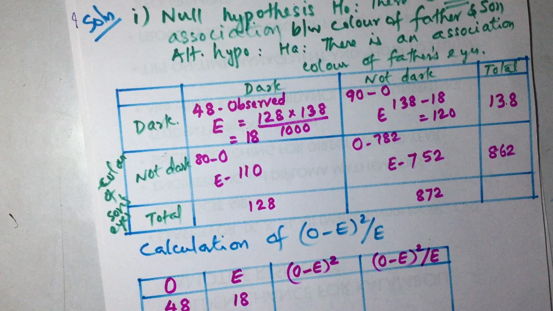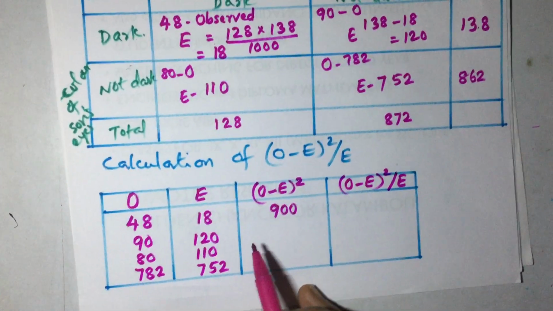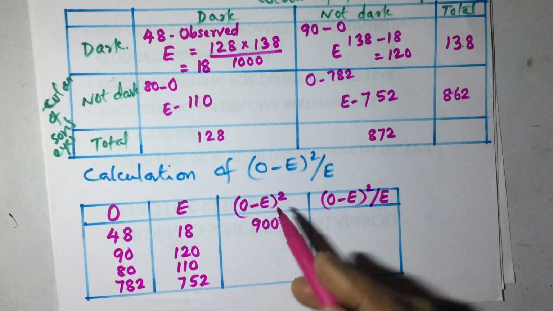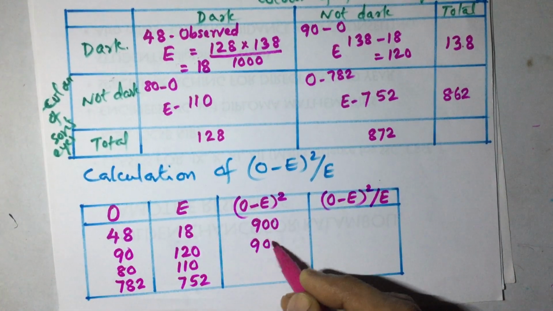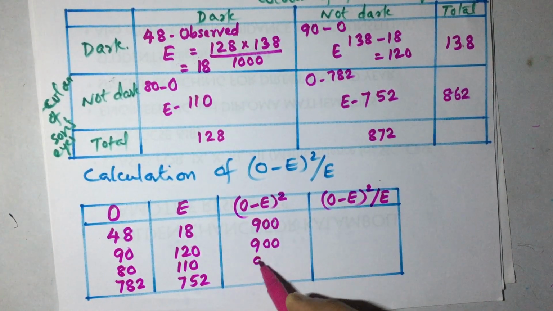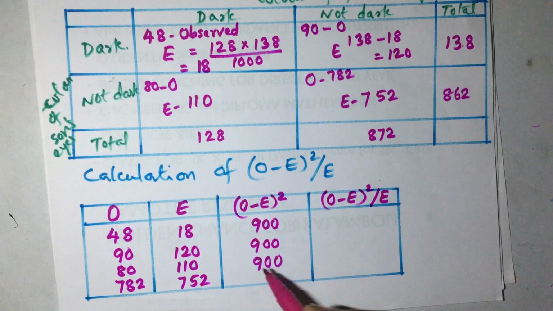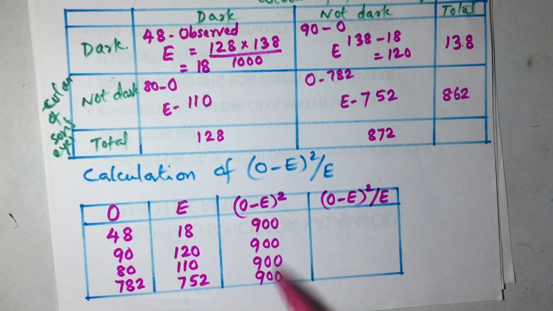Here it is 782 and 752. Now O minus E the whole square: 48 minus 18 the whole square, that means 30 square, you will get 900. Here 90 minus 120, again 30 square will become 900. 80 minus 110, 30 square is 900. 782 minus 752, again it is 900. So that is O minus E the whole square.